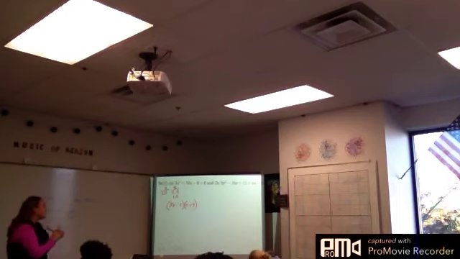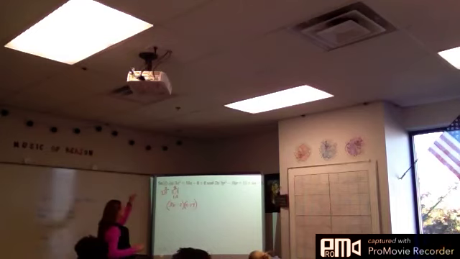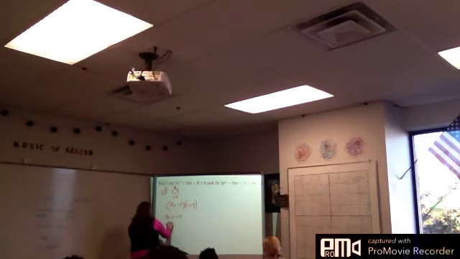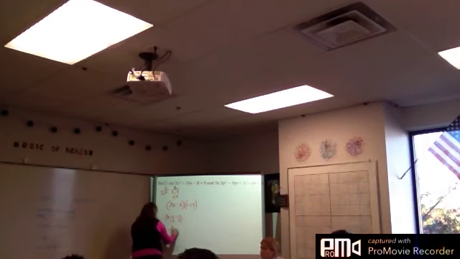Now, we are not done because it said solve. So I have to take this parenthesis, 3x minus 2, and set it equal to 0 and solve for x. So I would add 2 to both sides. 3x equals 2. I would divide by 3, and x would equal 2/3.